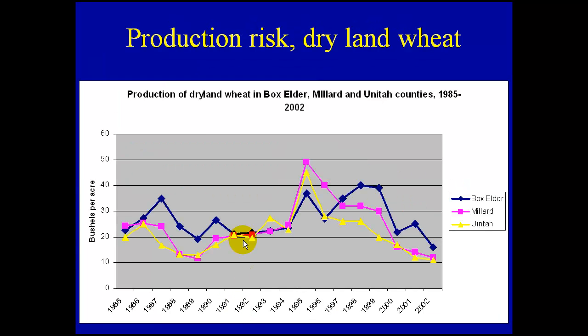But now you can see production risks for dryland wheat. Look how much higher these variabilities are. You have a lot more production risk for dryland wheat than we had for alfalfa, no matter what county you're in. And it looks like Millard County might have the most variability because it has the lowest lows and the highest highs. So the most variability there, the most risk. And maybe Box Elder has the least risk, but all pretty risky here.